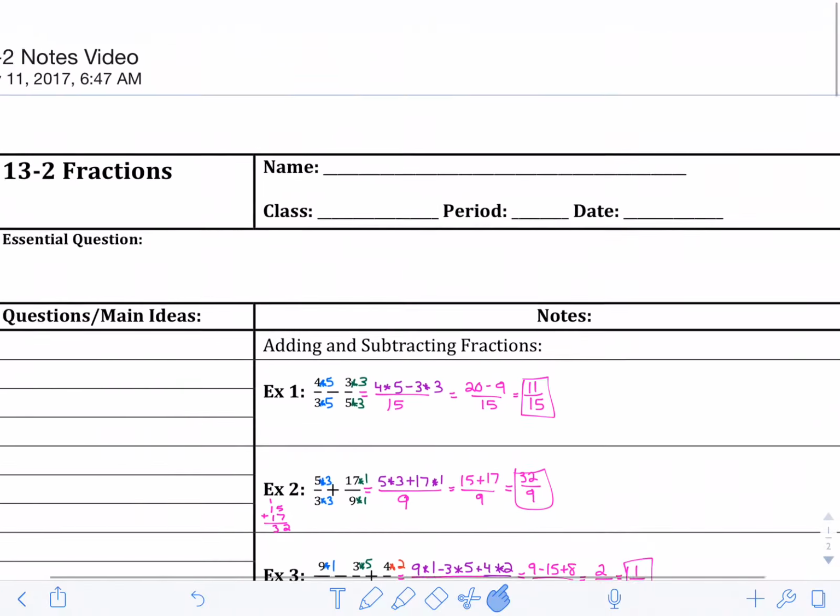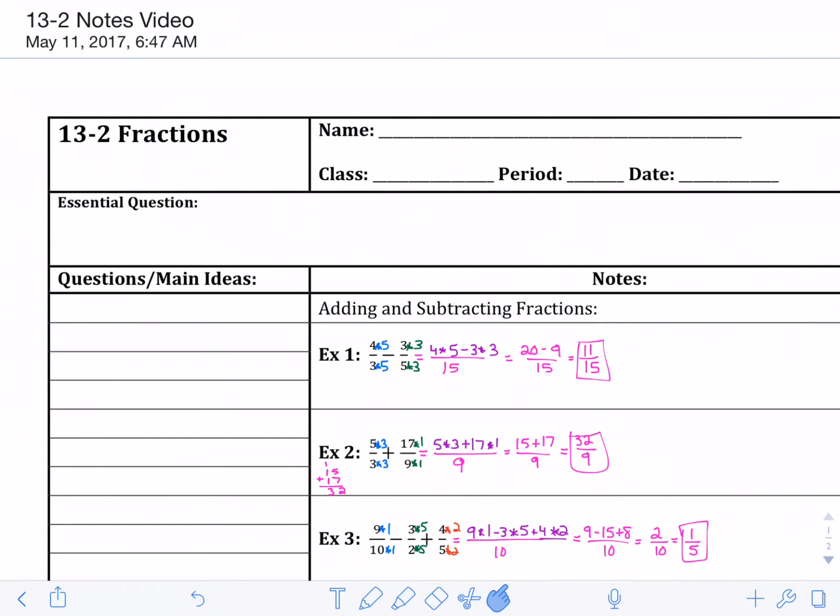And that's it for your fractions. So now you're going to go ahead and work on your worksheets.